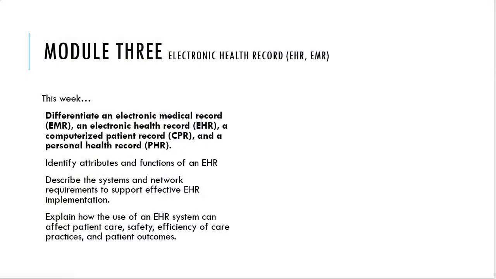And the important things about this module, the objectives that we're trying to accomplish, are to differentiate between the different records, EHR versus EMR versus PHR, identify the attributes and functions of the EHR, and look at the 7 levels of HIMSS integration or implementation. Describe the systems and network requirements to support effective EHR implementation.